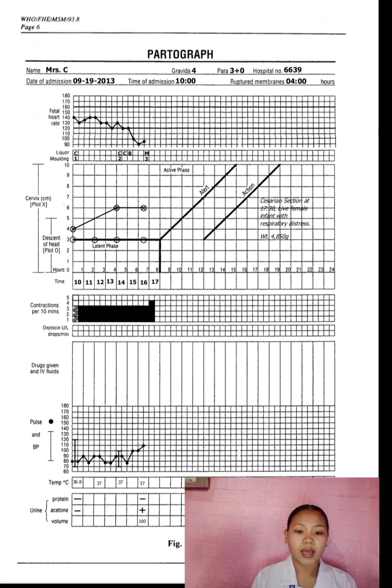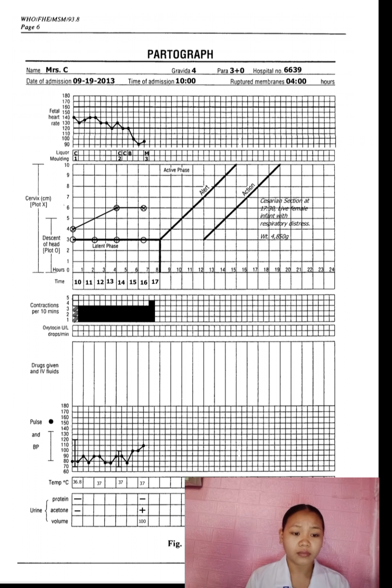The next thing we need to monitor is the pulse rate and the blood pressure of the mother. And the urine, rather: we should check the protein, the acetone, and the volume.